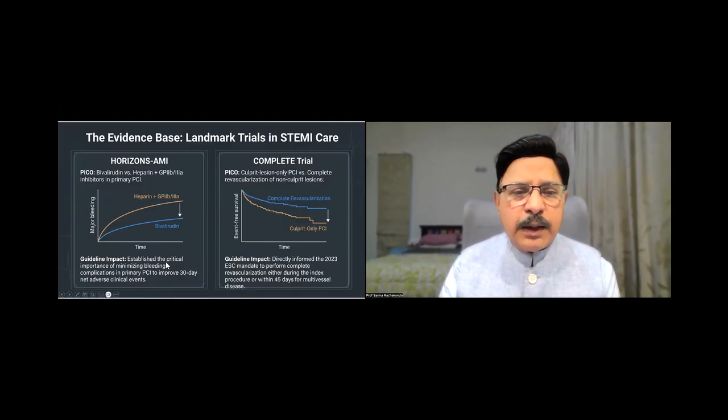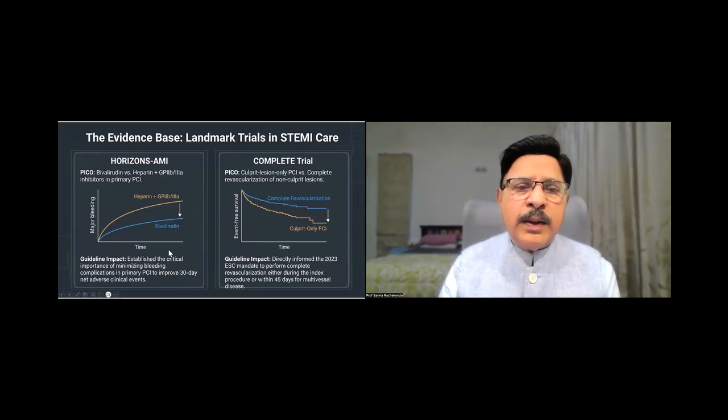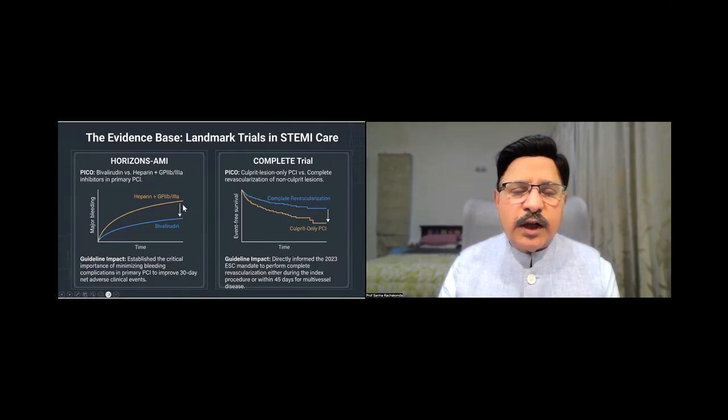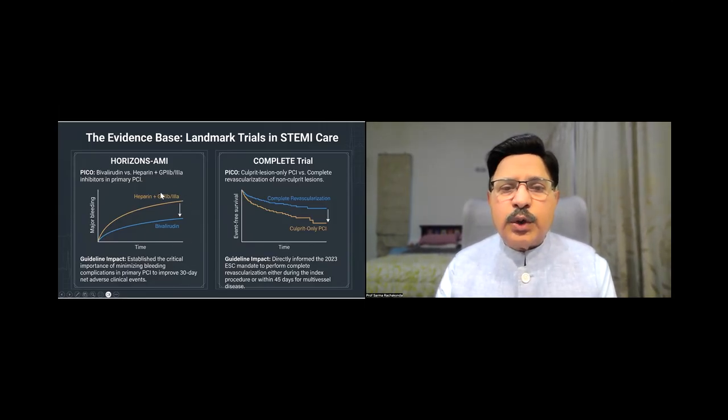The guideline established the clinical importance of minimizing bleeding complications in primary PCI to improve 30-day net adverse clinical events. By giving bivalirudin and not heparin plus this one, the mortality is reduced a lot. Major bleeding is very much less when you give bivalirudin and not a combination of heparin and GP2B3A inhibitors. This is the HORIZONS trial.